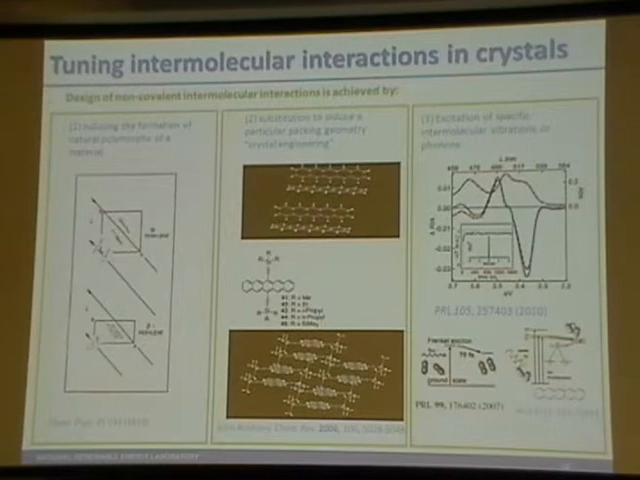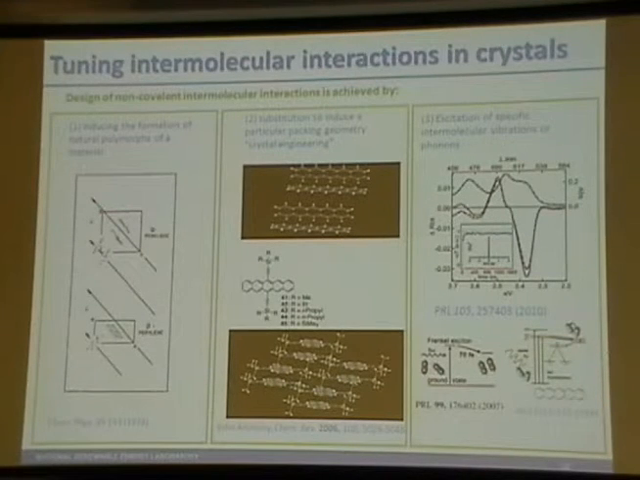Sometimes the molecules stack with each other very well, and sometimes they're canted at a significant angle with respect to each other. So just relying on the natural polymorphs of a crystal, the different ways that the molecule likes to make crystals, is one way that we can induce different types of intermolecular interactions.